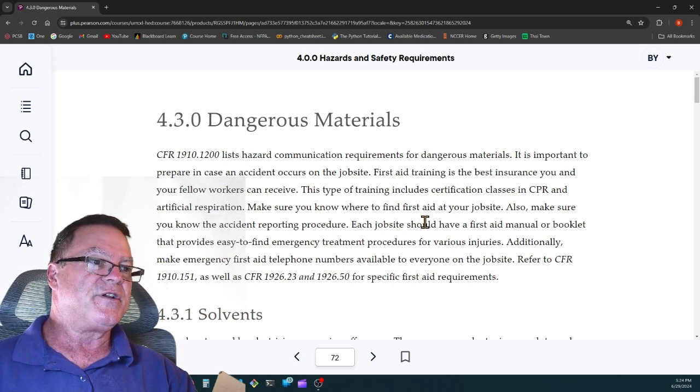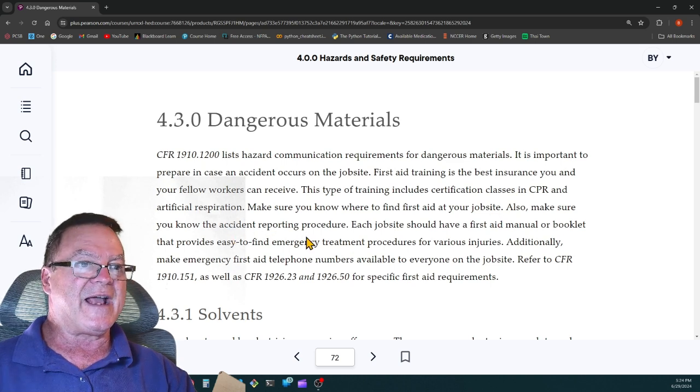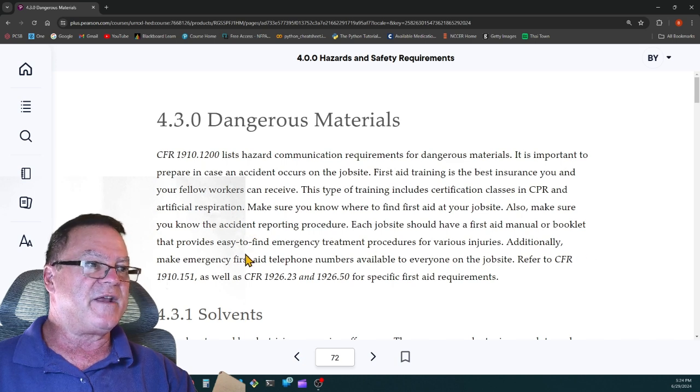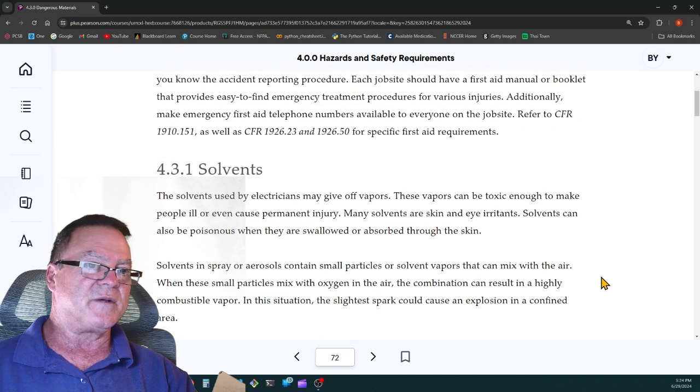So make sure you know where to find first aid at your job site. Also make sure you know the accident reporting procedure. Each job site should have a first aid manual or booklet that provides easy to find emergency treatment procedures for various injuries. Additionally, make emergency first aid telephone numbers available to everyone on the job site.